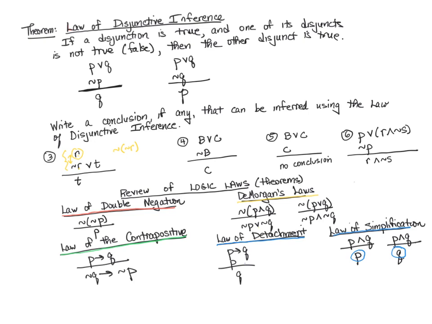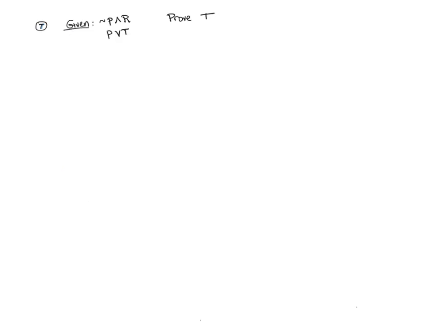Okay, now let's take a look at a logic proof. Okay, so we'll start with an easy one and we'll slowly work on to the more difficult ones. So we're given a conjunction, not P and R is true. We're given that the disjunction P or T is true, and we want to prove that T must be true.